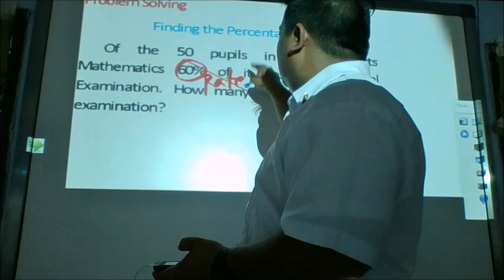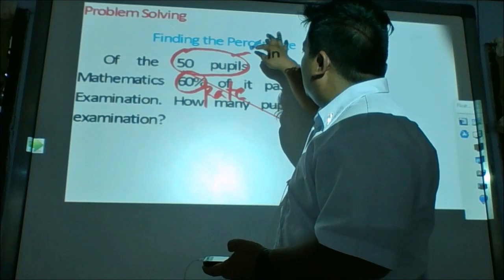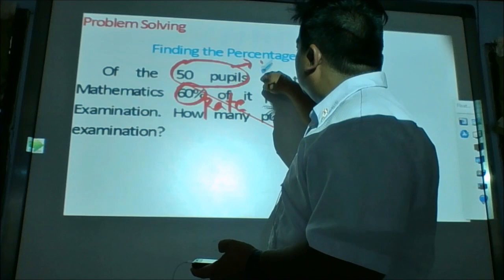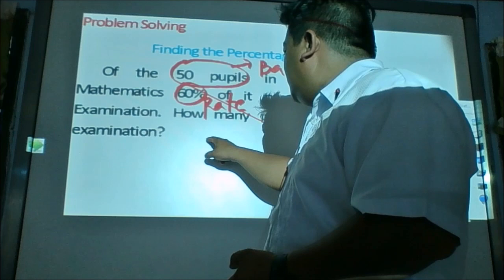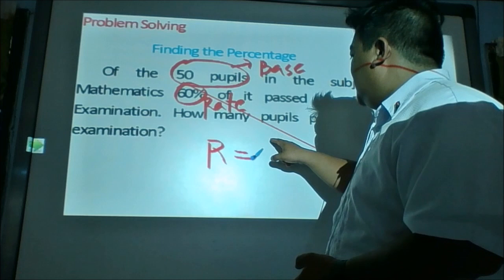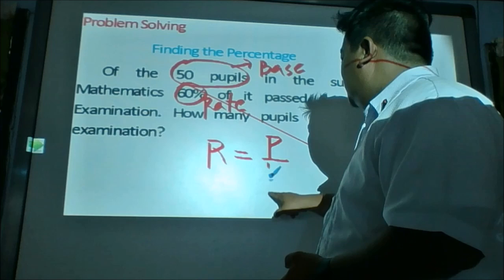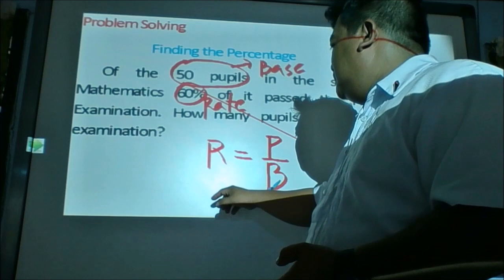50 pupils is talking about the whole number of pupils taking the examination. This is the base. So let us solve this problem using the proportion. The formula for proportion: rate is equal to percentage divided by the base. So rate is 60 is to 100.